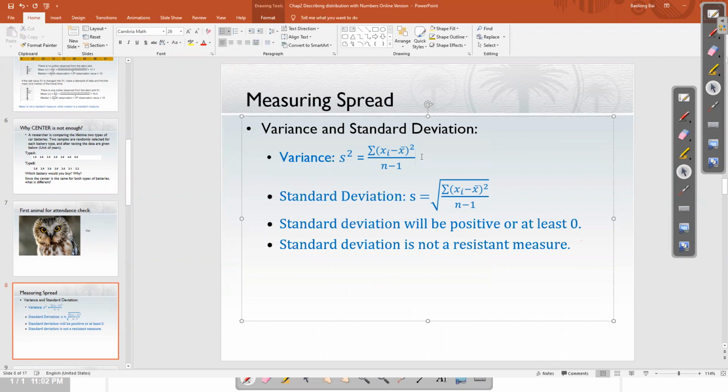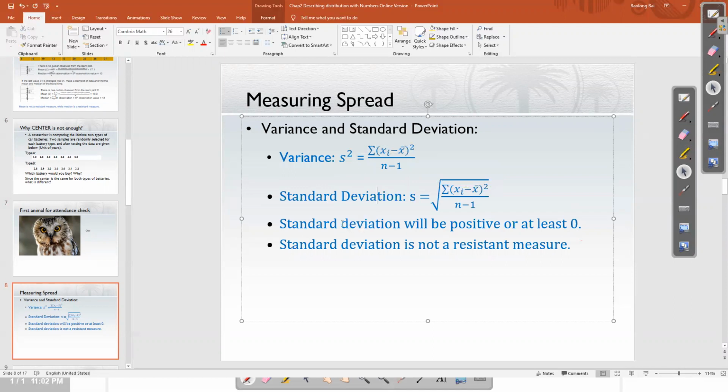And now we're going to talk about measuring spread. There are two ways to measure center. The same here, we have two ways to measure spread. The first is called the standard deviation. And the standard deviation always comes together with variance, all right? There's a simple relationship between standard deviation and variance. Standard deviation is s and the variance is s squared. So for example, if the standard deviation of data is 4, then variance will be 16 and vice versa, right? If the variance is 16, then standard deviation is the square root of 16, which is 4.